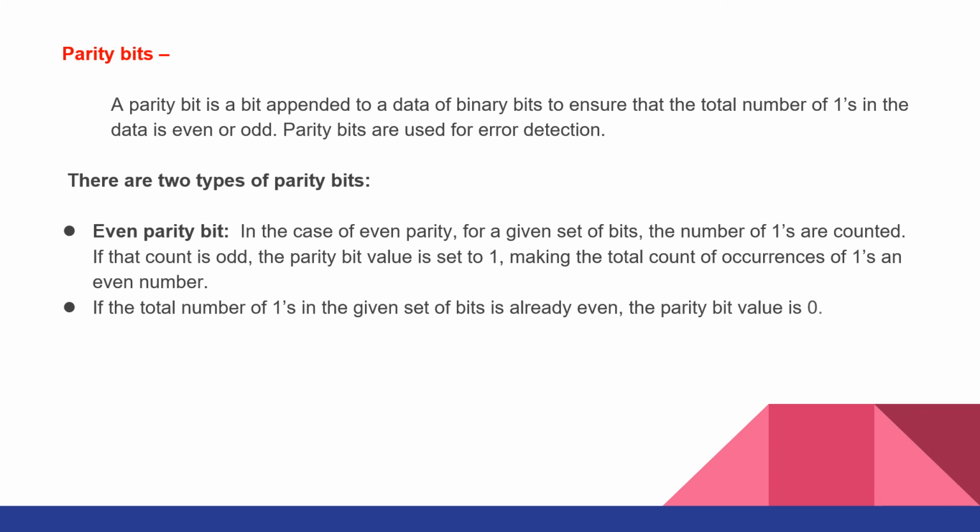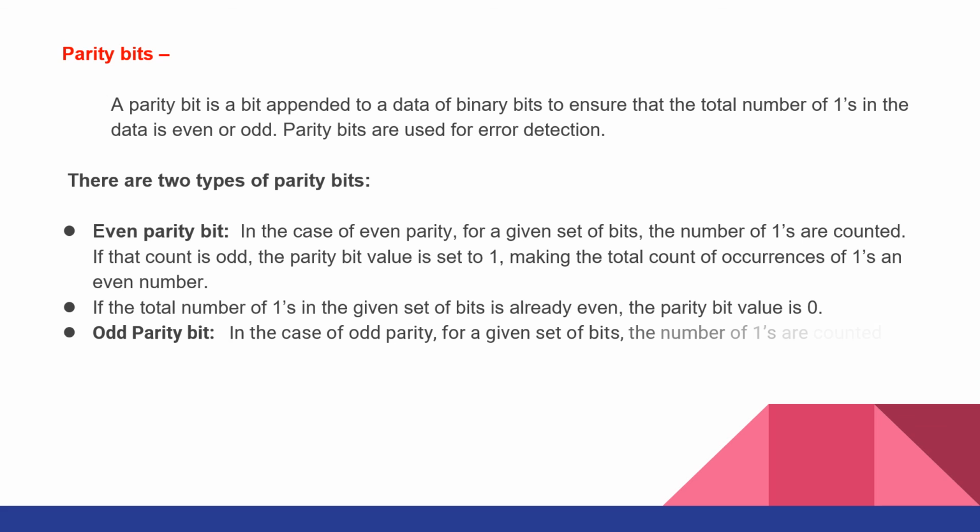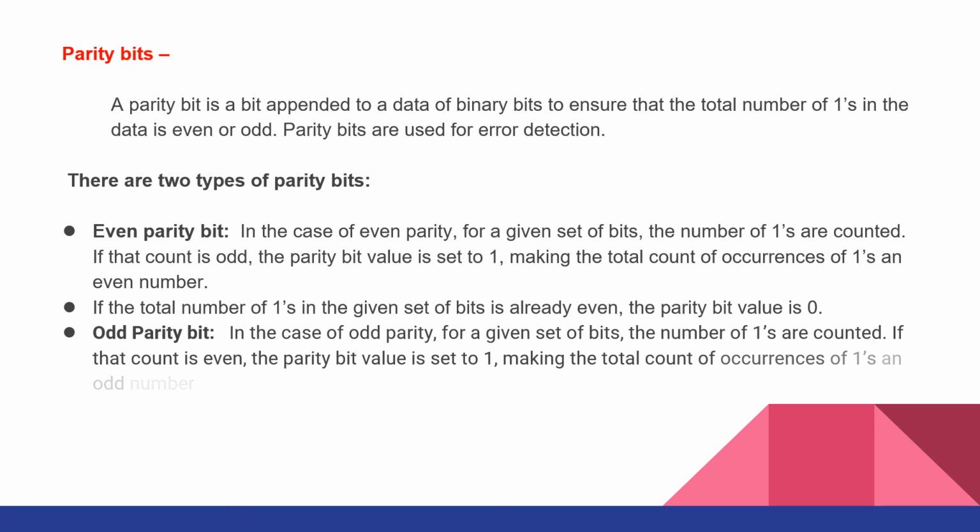In the case of odd parity, for a given set of bits, the number of ones are counted. If that count is even, the parity bit value is set to 1, making the total count of occurrences of ones an odd number. If the total number of ones in a given set of bits is already odd, the parity bit value is 0.